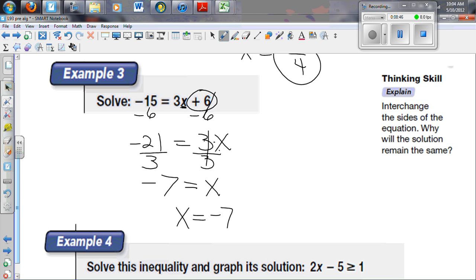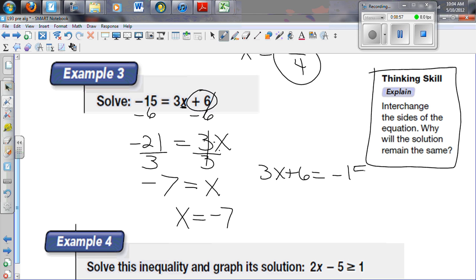Now, this thinking skill over here says interchange the sides of the equation. Why will the solution remain the same? So if I did 3x plus 6 equals negative 15, is that going to change what answer I get? And no, it's not. And the reason for that is because the commutative property says you can do either side. It doesn't matter, equal sides. x equals 6 and 6 equals x. Those are the same thing.